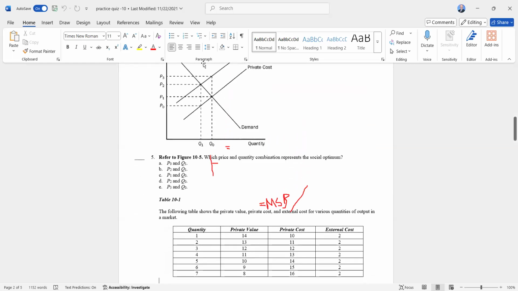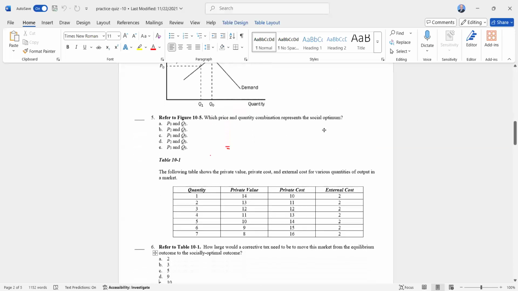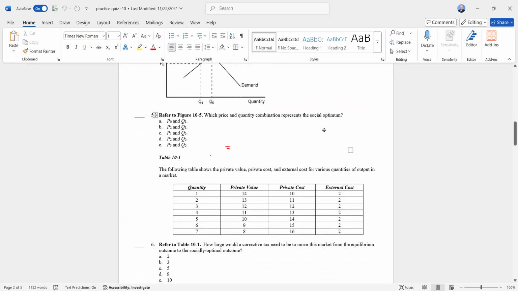All right, now this chart is a little challenging in a way for number 6. Let me just erase this and clean this up. Now, scroll down. All right, so I see private value, private cost, external cost. As soon as I see external cost, I know it's a negative externality.